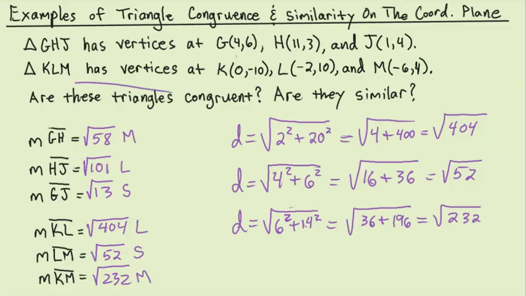All right, so are these triangles congruent? Absolutely not. Look, the longest side in GHJ is the square root of 101. The longest side in KLM is the square root of 404. And so they are clearly not congruent to each other. So we would say that triangle GHJ is, we can write congruent and then put a slash through it, not congruent to triangle KLM. Okay? All right, well, let's now check to see if they're similar.